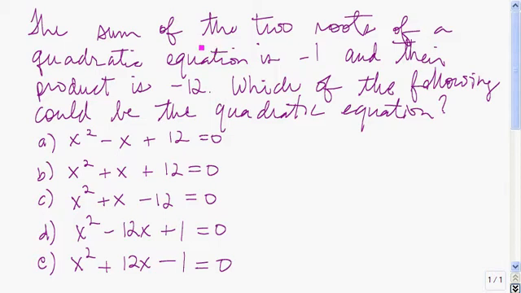Okay, here we have the sum of the two roots of a quadratic equation is -1. The product of the two roots is -12. Which of these could be the quadratic equation?